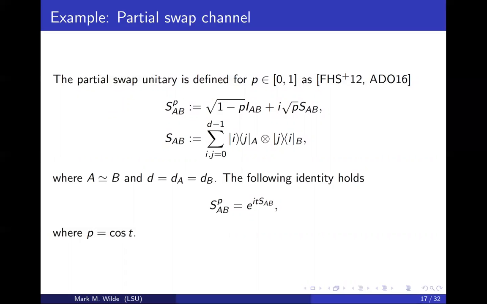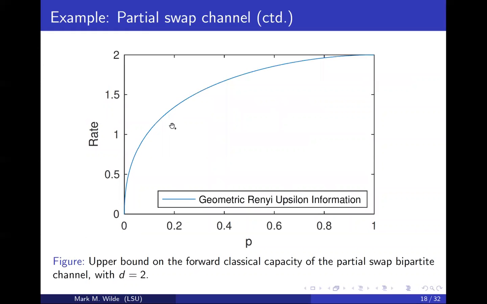It implements local identity channels. So the partial swap is some kind of quantum superposition of those two possibilities, and that's why it's called partial swap. And this parameter P tells you how close you are to doing a swap or how close you are to doing the identity. So this is the kind of bound we get.